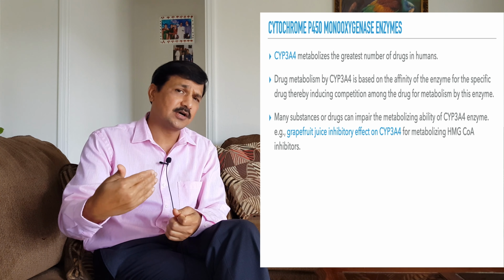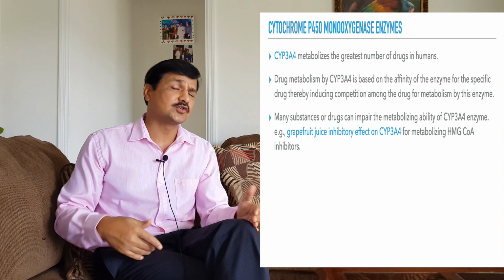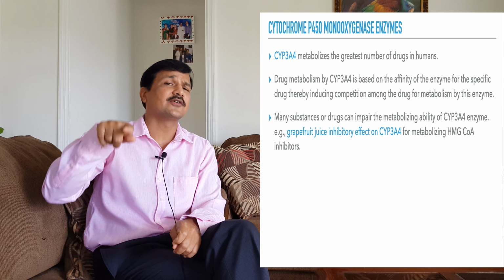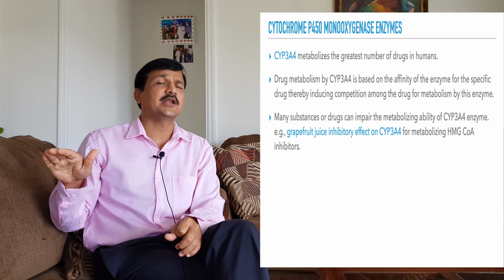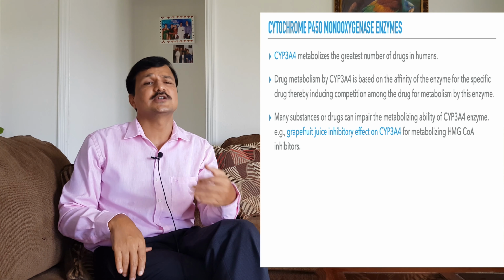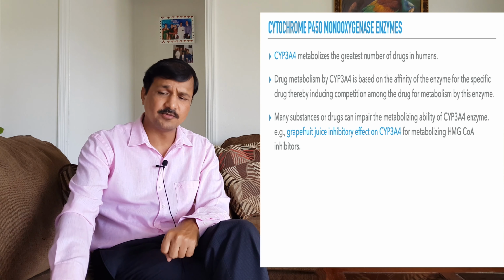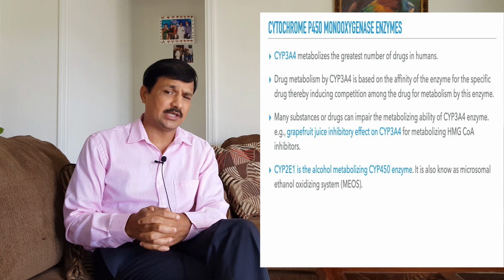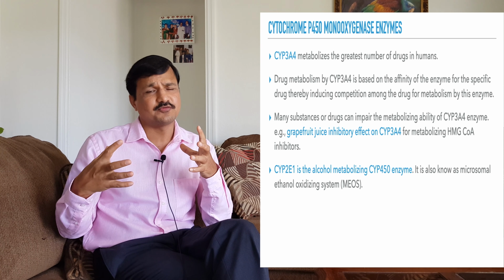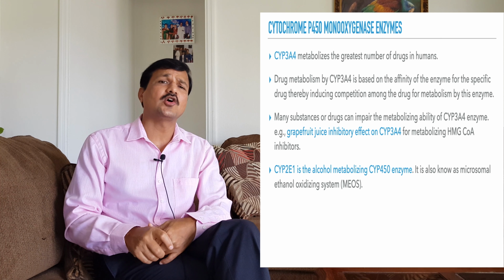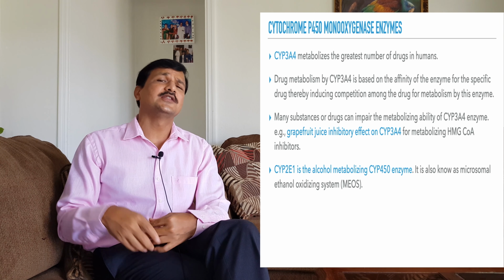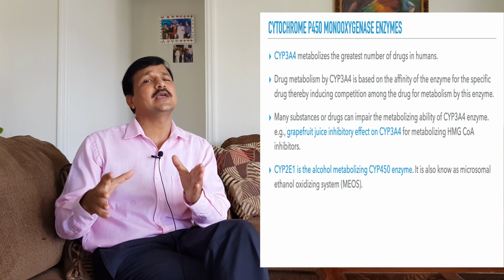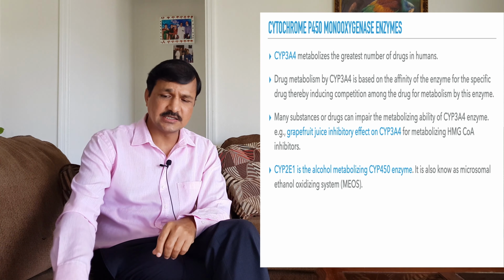That is why, for people who are taking grapefruit juice and also taking HMG-CoA reductase inhibitors, the drug levels can go up. It can lead to toxic manifestations like muscle toxicity or liver toxicity. So, remember about it. And also cytochrome P450-2E1, CYP2E1, is the enzyme which metabolizes alcohol. It is an alcohol metabolizing enzyme. This is also referred to as the microsomal ethanol oxidizing system. So, CYP2E1 is an alcohol metabolizing enzyme.